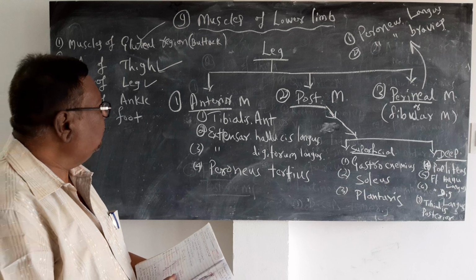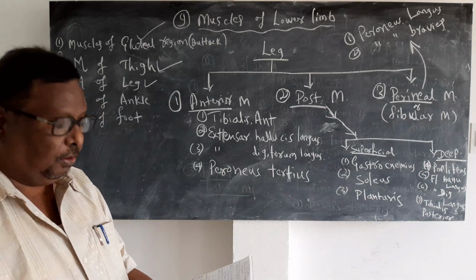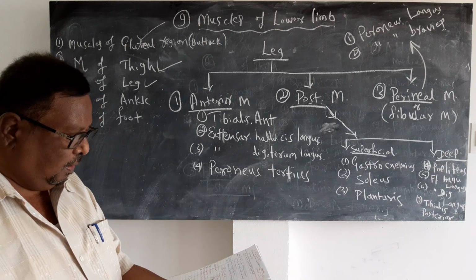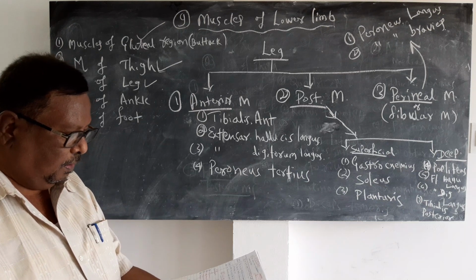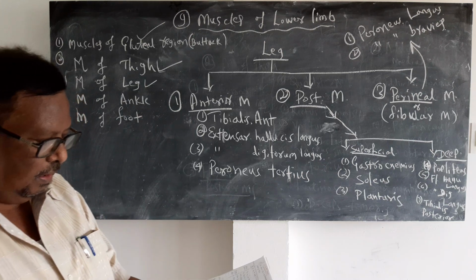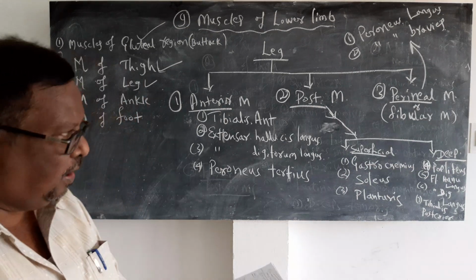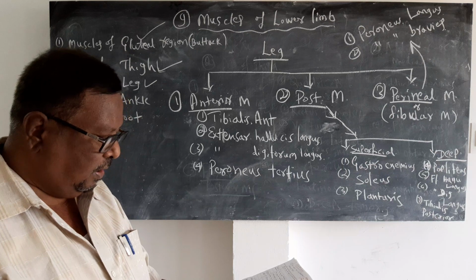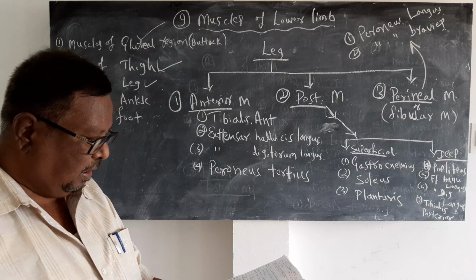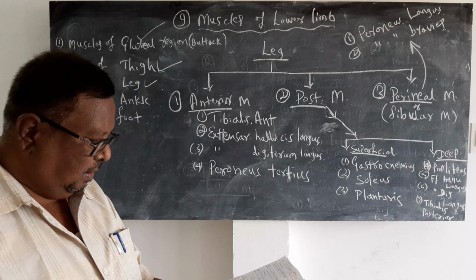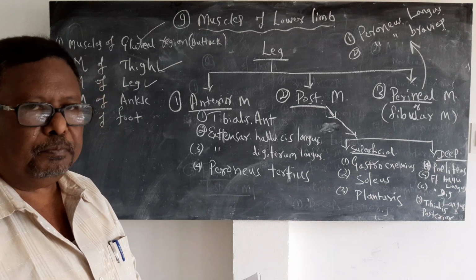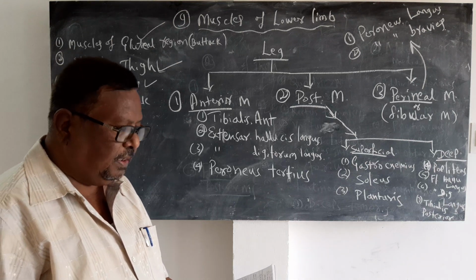Coming to the anterior muscles, the layer of dense connective tissue surrounding the groups of the muscles in the leg region divides it into 3 compartments, that is anterior, posterior and lateral or peroneal region, which are attached to the anterior and posterior borders of the fibula bone. All the muscles of the anterior compartment are dorsiflexors of the foot, that is the movement of the foot upwards. Upward movement of the foot is done by the anterior muscles.